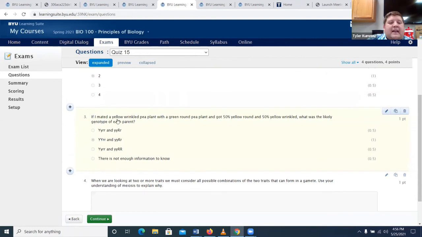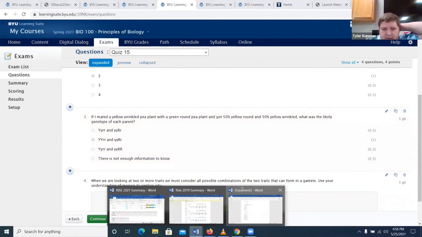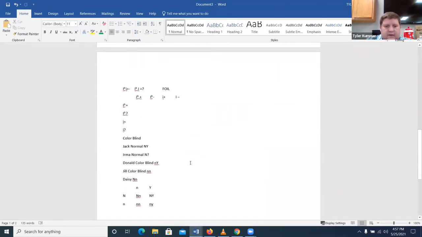If I mated a yellow wrinkled pea plant with a green round pea plant and got 50% yellow round, 50% yellow wrinkled, what is the most likely genotype of each parent? All right, so let's throw this up here really quick.